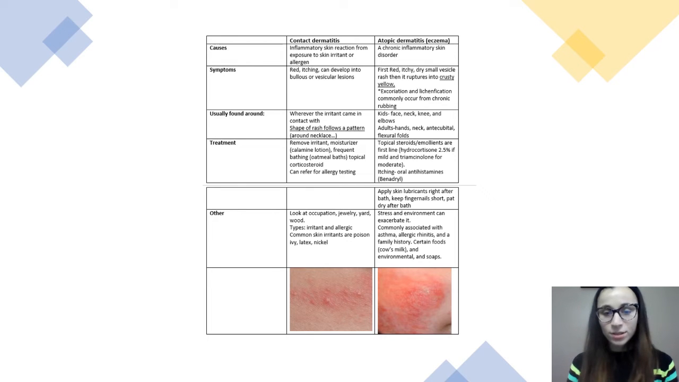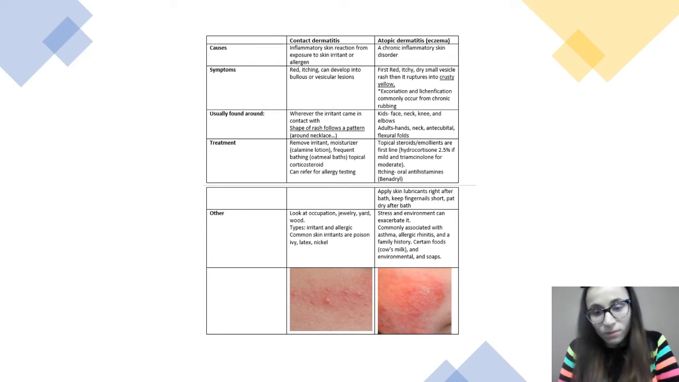In terms of location, contact dermatitis is usually found wherever the irritant is. So for instance, if it's a necklace that's irritating them, the copper or something, then you usually find the rash around there. And that's the key difference, that in contact dermatitis, the rash is going to follow the shape of the irritant. In terms of eczema, in kids, it's common on the face, neck, knees, and elbows, and in adults, it's common on the hands, neck, and antecubital flexural folds.